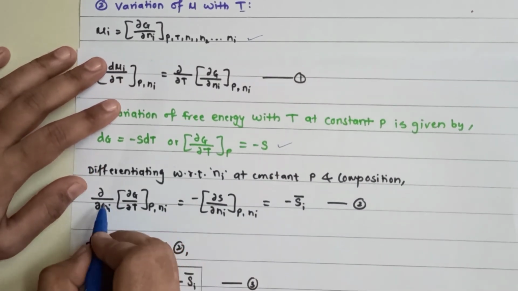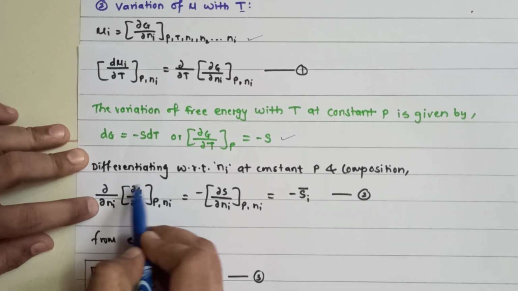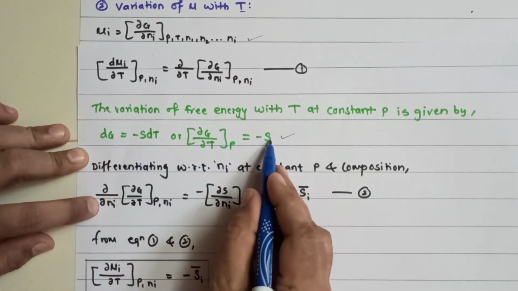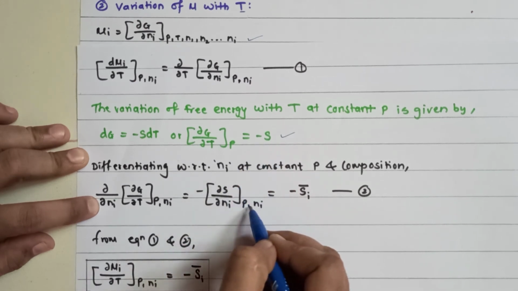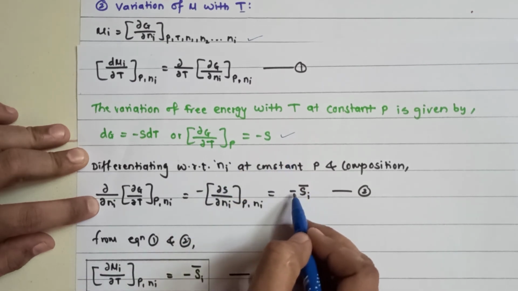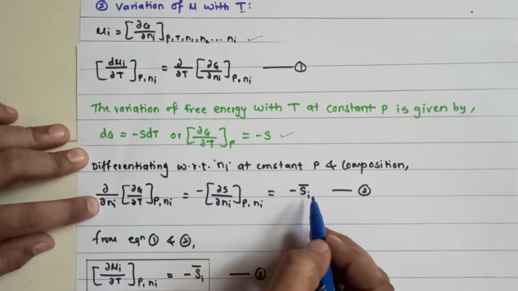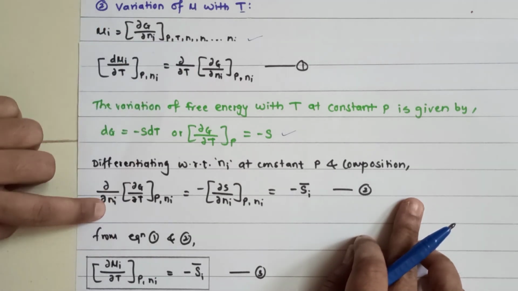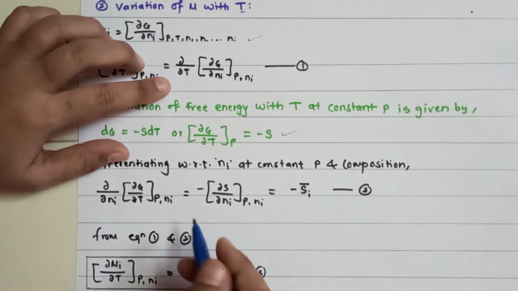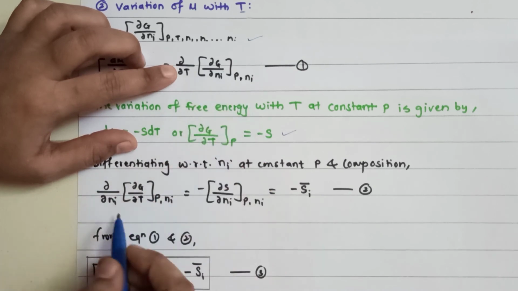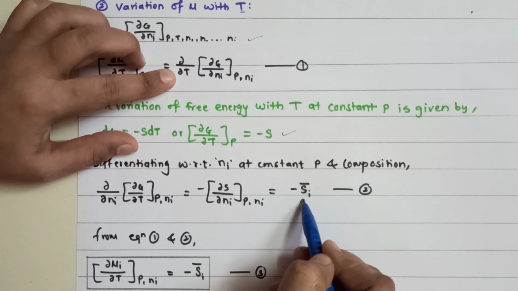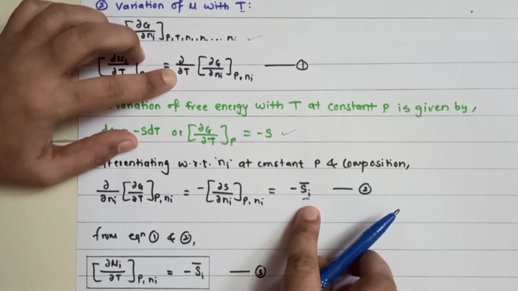So what you will get over here: delta upon delta n_i of delta G upon delta T at pressure and n_i is equal to delta upon delta n_i of minus S at pressure and n_i. So this whole term here becomes minus S bar_i, for the ith component. So you will get equation number 2. Now from equation 1 and 2, if I compare, looking at delta upon delta n_i of delta G upon delta T at constant pressure and composition, what you will get is the negative of the partial molar property of entropy.